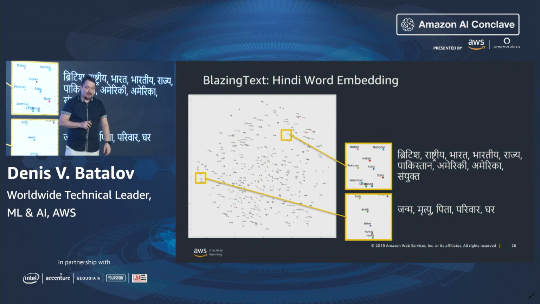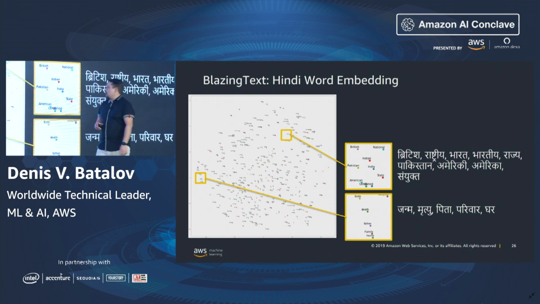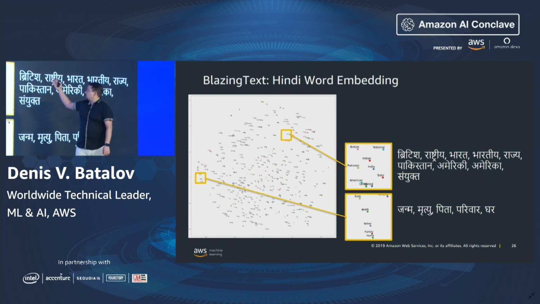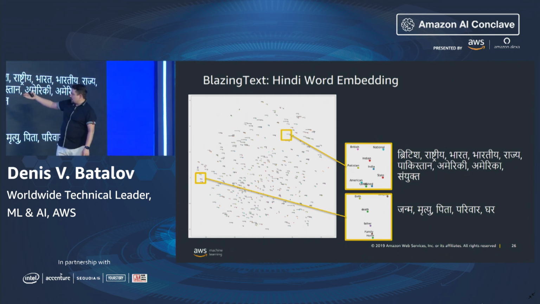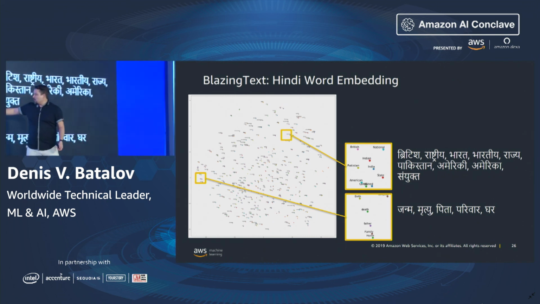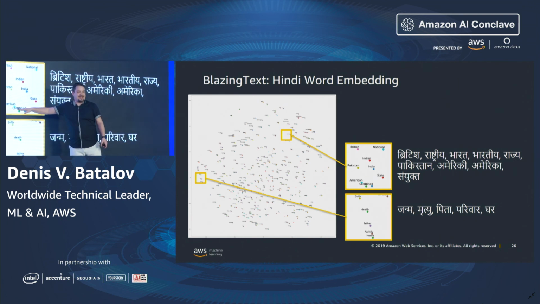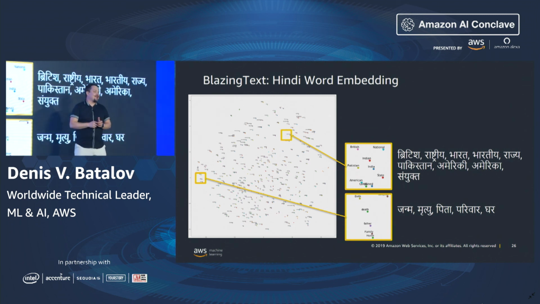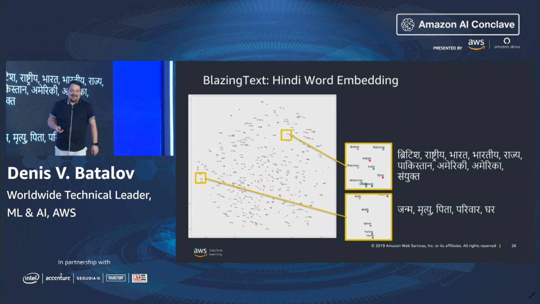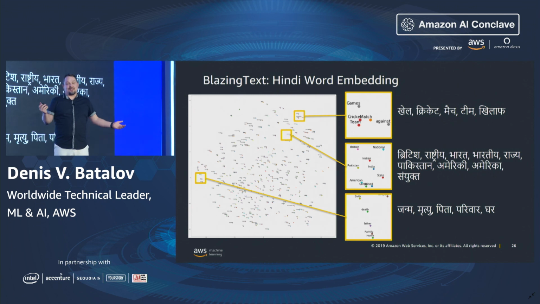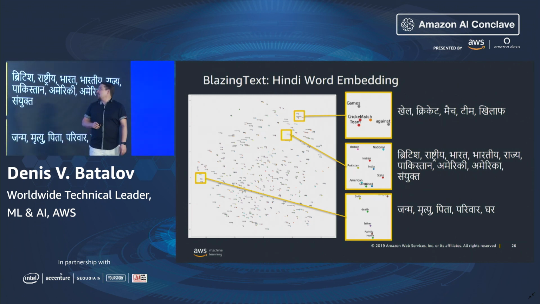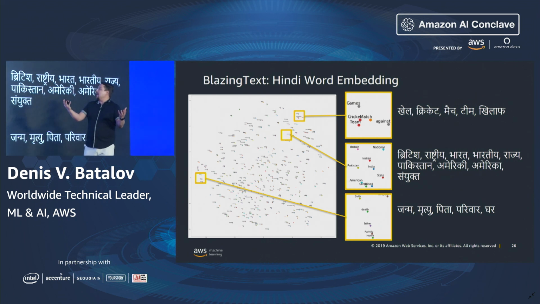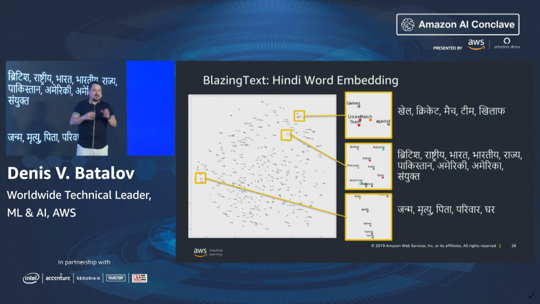Here's another grouping that it found. Something about nations: British, Indian, American. In fact, one of the words here is called combined, but it's actually united, as in United States. That's why it's also overlapping US. And, of course, sports, cricket. You could see the concepts of sports, games, match, team is all linked together in that space.